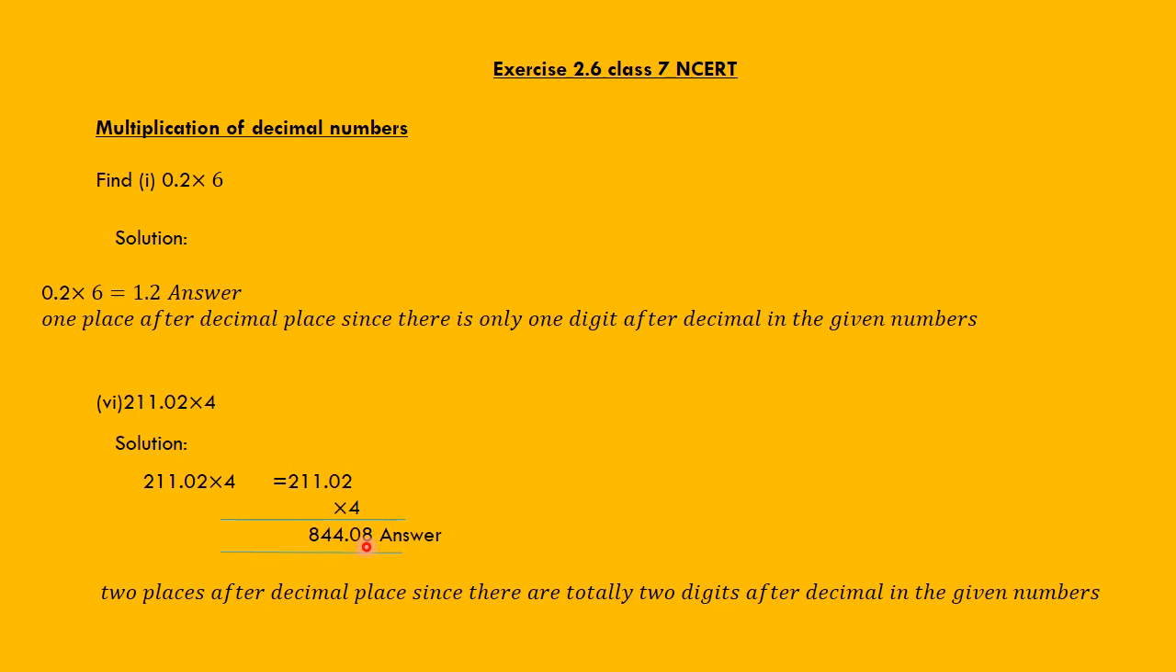So in the product what we have to do? We have to put a decimal before two digits. Before two digits, because totally there are two decimal places in the product. So what shall we do? We will count two places and we will put a decimal place. Okay.